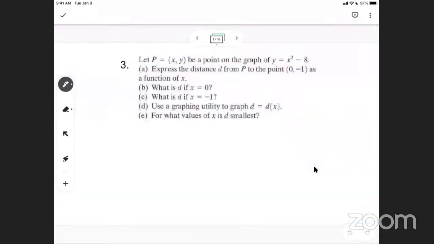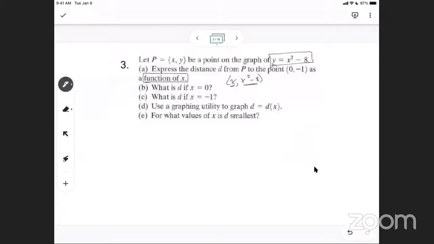All right, cool. So this next one says, let P be x, y, a point on the graph. Express the distance d from P to the point 0, -1 as a function of x. All right, so this is going to be a distance, and they want you to describe it as a function of x, which means we're going to write this point as x comma x squared minus 8 instead of x comma y. We're going to use x and x squared minus 8, because that's what y equals. Y equals x squared minus 8.